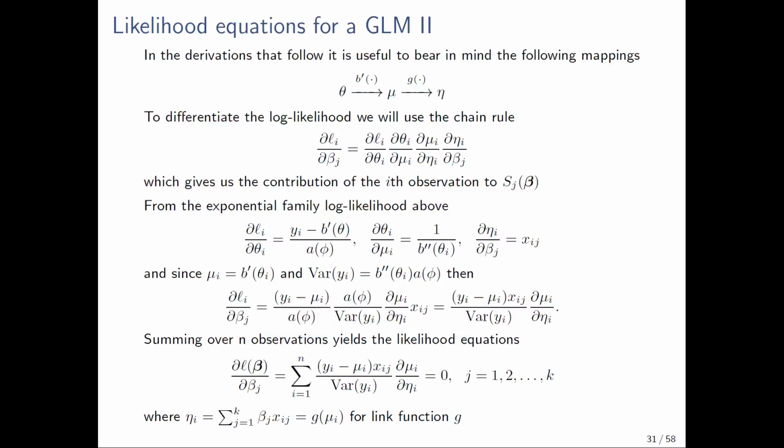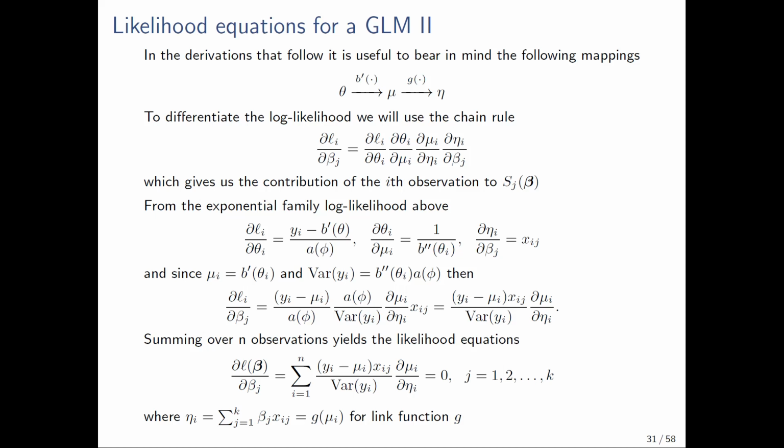Now each piece has a simple form. From the exponential family log likelihood, the derivative of L_i with respect to theta_i is y_i minus b prime of theta_i over a of phi, shown here. The derivative of theta with respect to mu is 1 over b double prime of theta, and the derivative of eta with respect to beta j is just x_ij, since eta is a linear predictor.